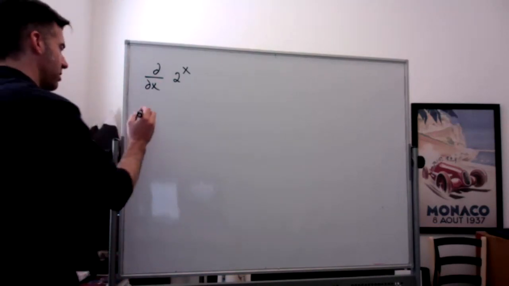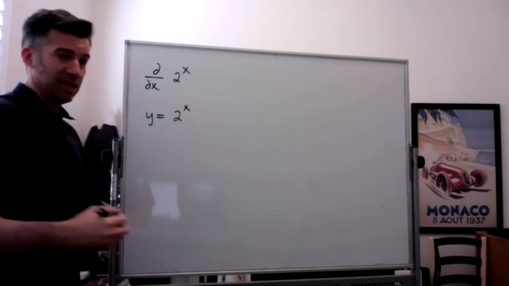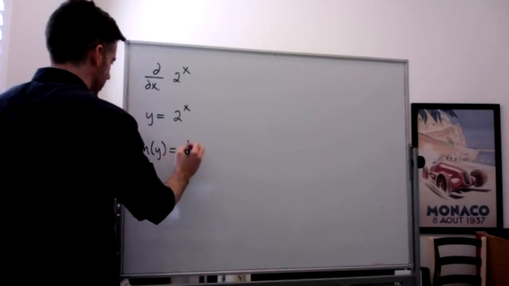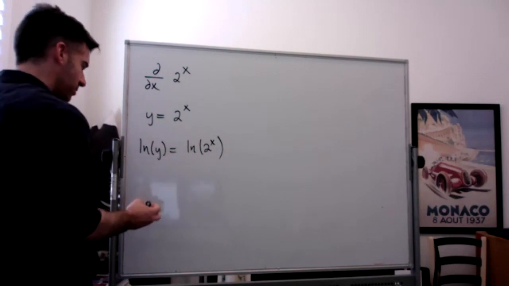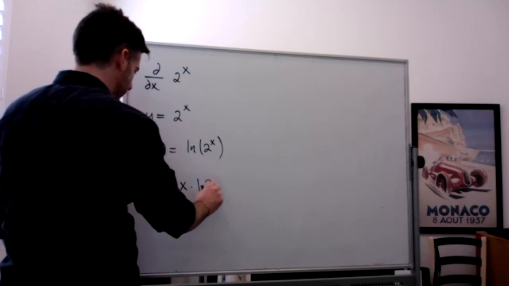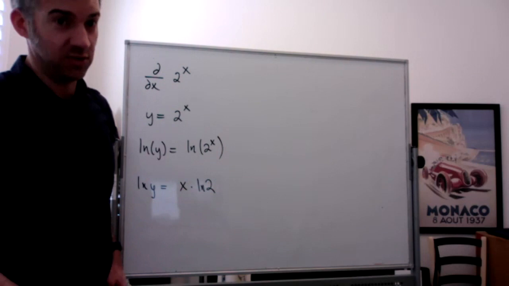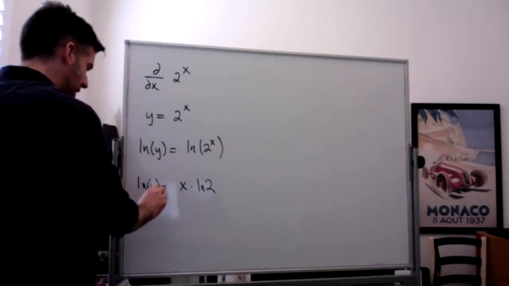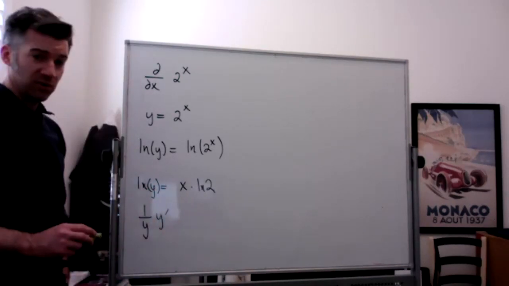So here's what we get. I'm going to write y equals 2 to the x. I'm going to take the natural log of both sides. The natural log of y equals the natural log of 2 to the x. I'm going to bring the x down. So the natural log of y equals x times the natural log of 2. And now it's really great that we have the big conversation about how to differentiate x times the natural log of 2. So differentiating both sides, the derivative of the natural log of some stuff is 1 over the stuff times the derivative of the stuff.